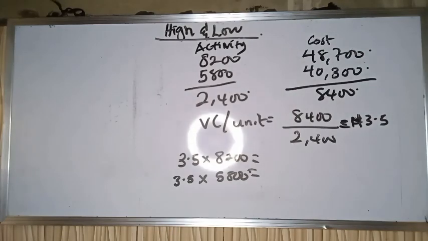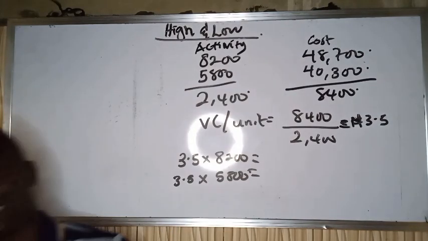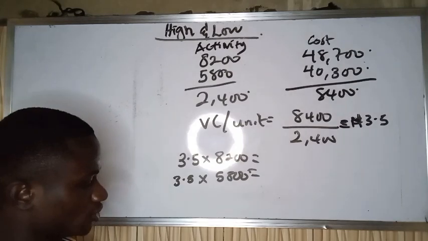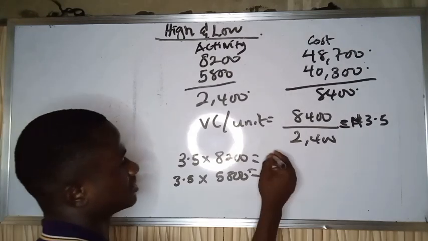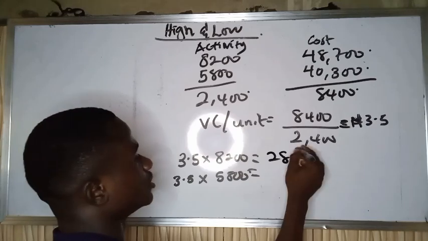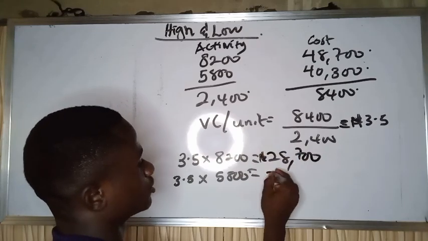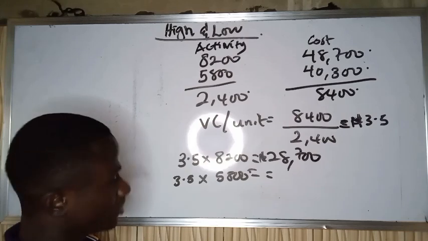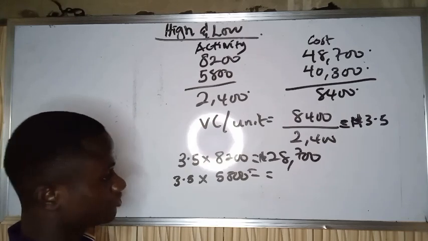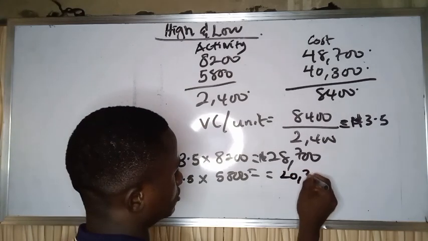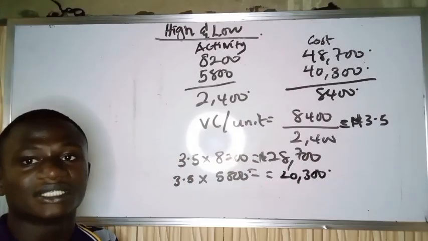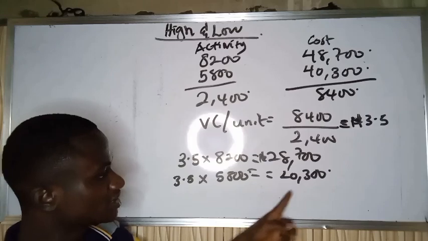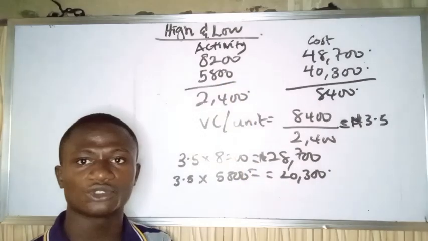Let's get that first. Going by our calculator, 3.5 multiplied by 8,200 gives me 28,700 naira as my variable cost. For the low level of activity, 3.5 times 5,800 gives me 20,300. This is the variable cost of producing 8,200 units, and this is the variable cost of producing 5,800 units.